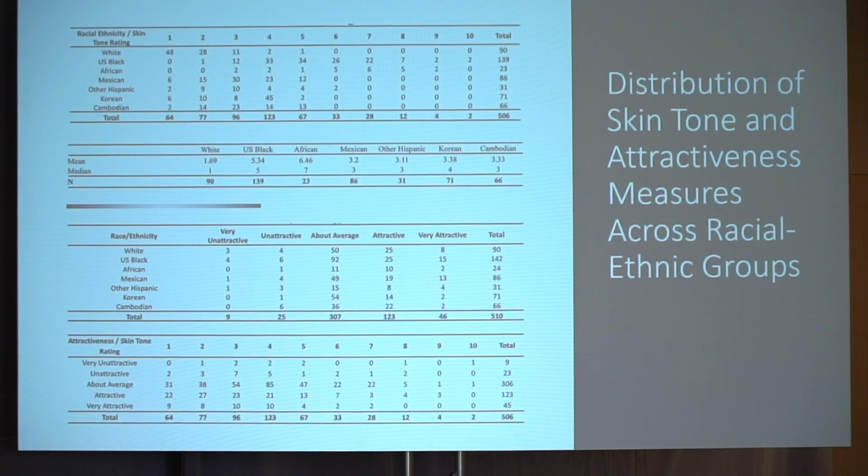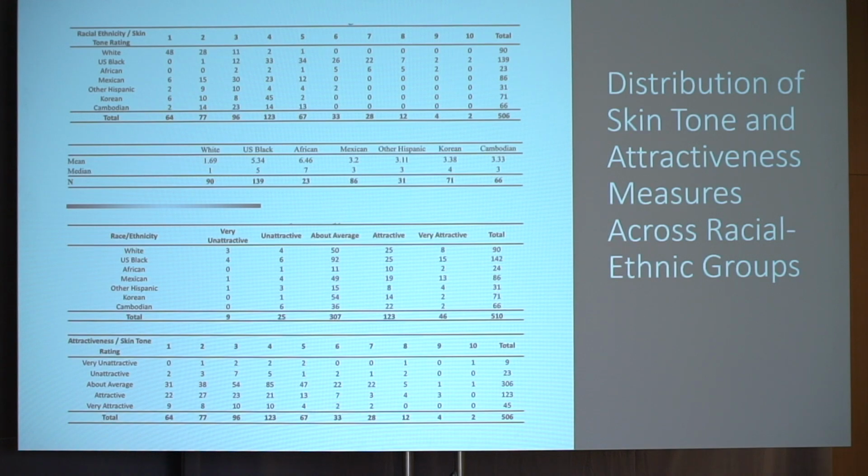So the next thing that we look at is the distribution of interviewer-rated skin tone and physical attractiveness measures across our various racial ethnic groups. And what we find is that most whites have a skin tone rating of 1 or 2, which makes sense. In contrast, we find that US Blacks tend to have a broader range of skin tones from 2 to 10, with most falling in that 4 to 7 range. We also find that African Blacks have a wider range of 3 to 9, with most falling between the 6 to 8 range.